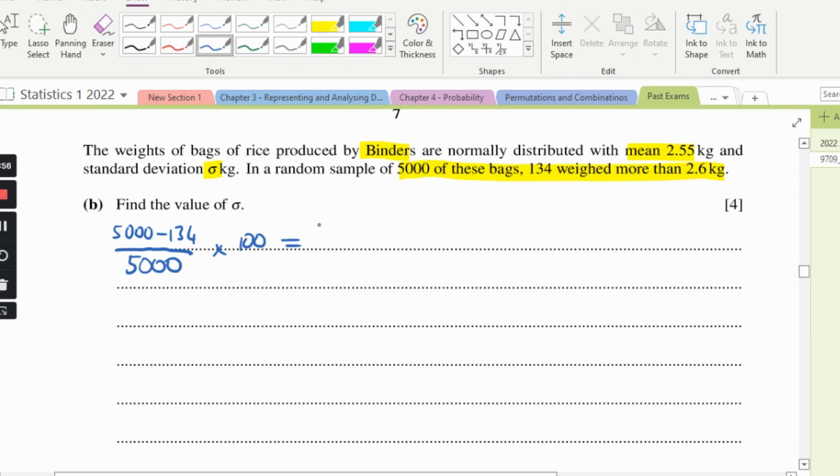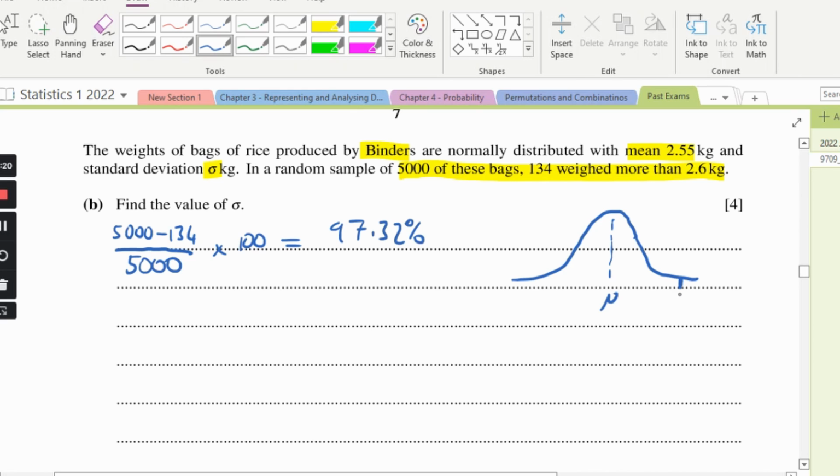Who's got a percentage for that? Okay, yeah, so 97.32%, way less than that. So what we're talking about is, oh, it's dodgy. Okay, so here's our mean. And if it's 97%, it's like way out here.